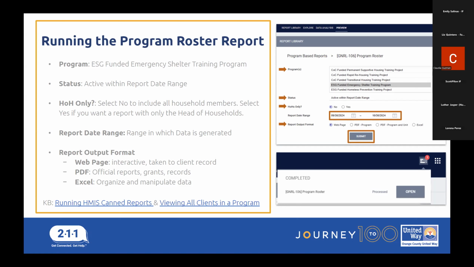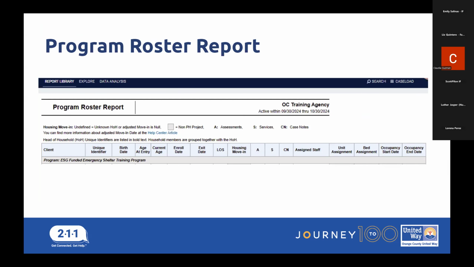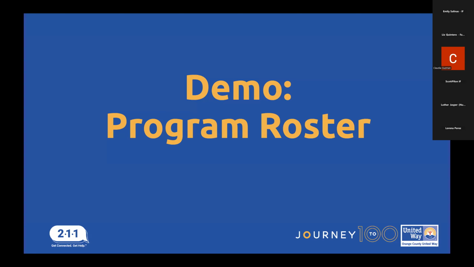The report will be available in the report queue next to the Launchpad. And it will look a little something like this. We now have a demonstration for our program roster reports.